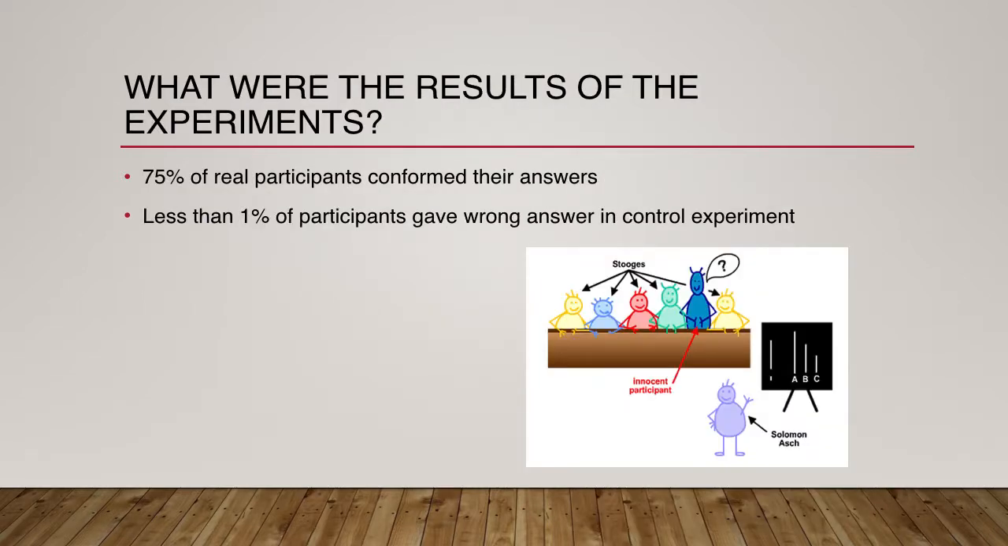What were the results of the experiments? Of the 12 experiments where the hired participants were instructed to give the wrong answer, 75% of the real participants conformed their answers, while only 25% did not. In comparison, less than 1% of participants gave the incorrect answer in the control experiment.